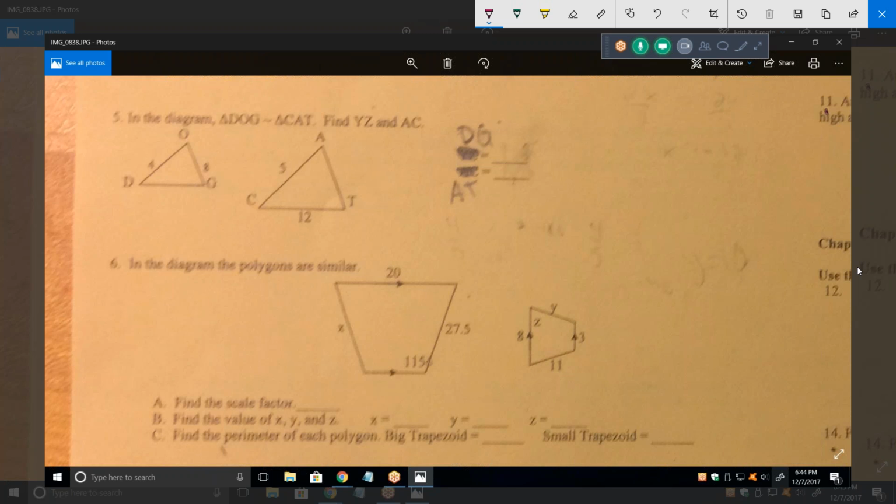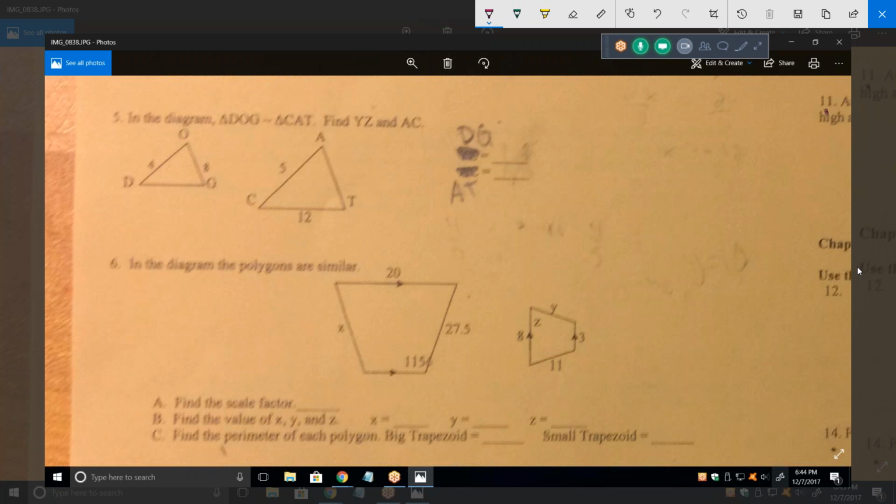We need to find a side that's the corresponding side. Okay? What are the two sides that are corresponding sides in these similar triangles? They were nice enough to lay the triangles out perfectly oriented for us. So what are the similar sides?